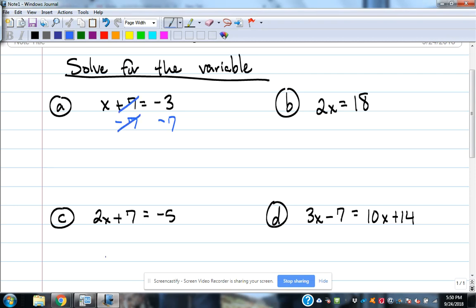What happens is these 7s on the left side cancel each other out, and that leaves us just x. And then we have this math problem, -3 minus 7. -3 minus 7 makes -10. And we get the answer for x. We get x isolated, nothing else with the x, and we're done. We can check that by taking -10 and plugging it back into the original problem. -10 plus 7 is -3. It checks. That's the right answer for that.